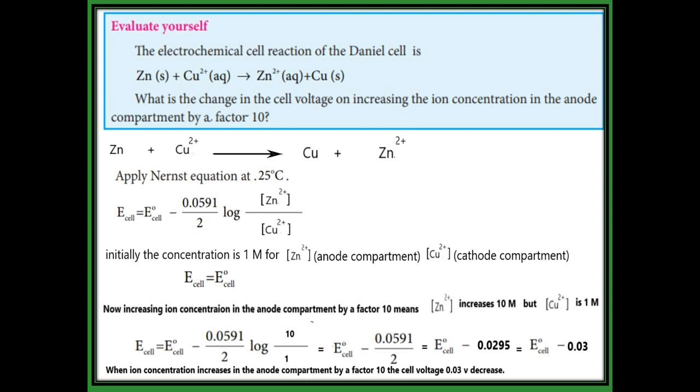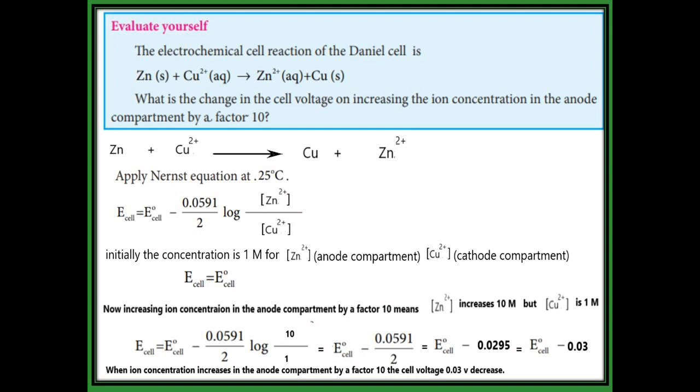Afterwards, suppose the zinc 2 plus value becomes 10 molarity, then the copper 2 plus value is 1 molarity. Why are we putting this? The question asked that the ionic concentration in the anode compartment increases by a factor of 10. It is given in the equation in this question. So we put the concentration as 10 molarity for zinc 2 plus and 1 molarity for copper 2 plus. Then this molarity is applied in the Nernst equation.